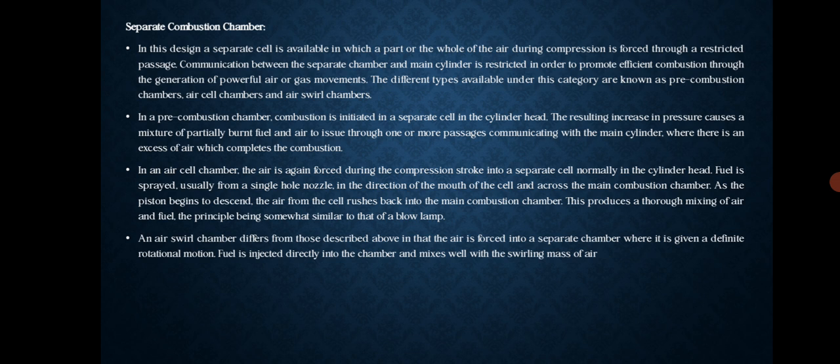In an air cell chamber, the air is again forced during the compression stroke into a separate cell, normally in the cylinder head. Fuel is sprayed usually from a single hole nozzle in the direction of the mouth of the cell and across the main combustion chamber. As the piston begins to descend, the air from the cell rushes back into the main combustion chamber. This produces a thorough mixing of air and fuel, the principle being somewhat similar to that of a blow lamp.